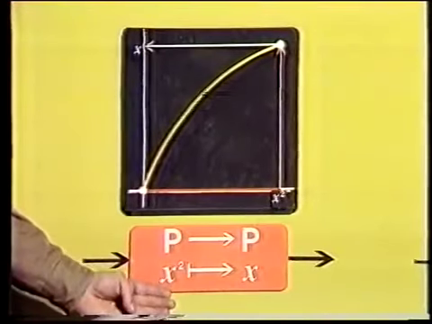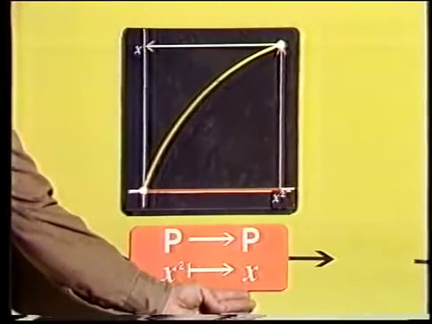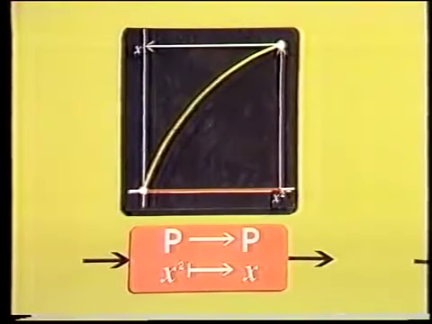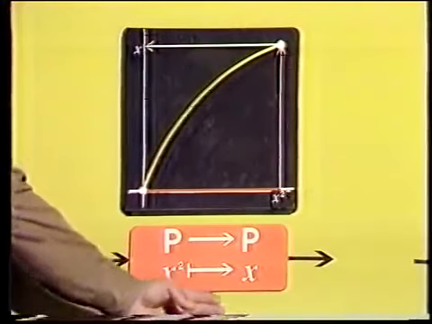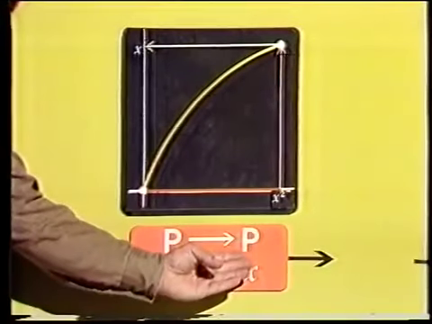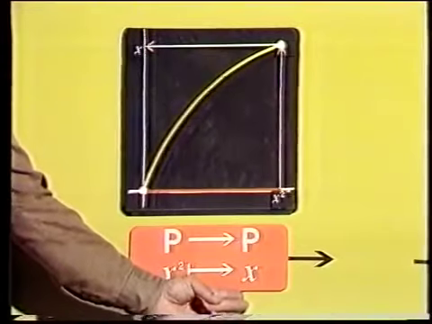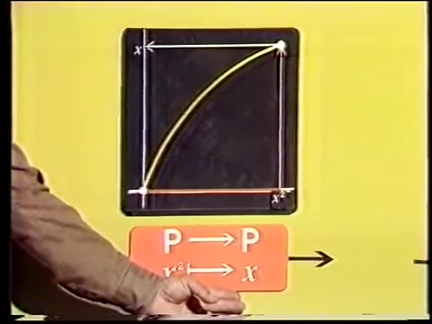In order to get from an input of x squared to an output of x, you have to take a square root. But there are two square roots, so which one do we take? Well, the output has to be in P. That is, it has to be 0 or a positive number. So we must take the non-negative square root.